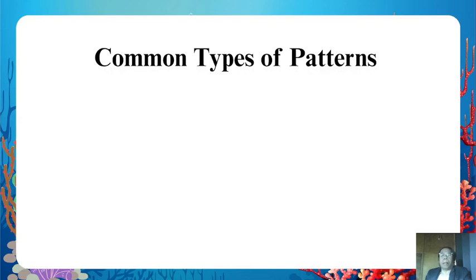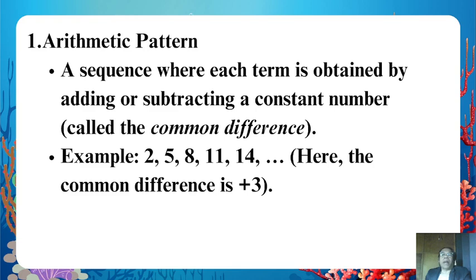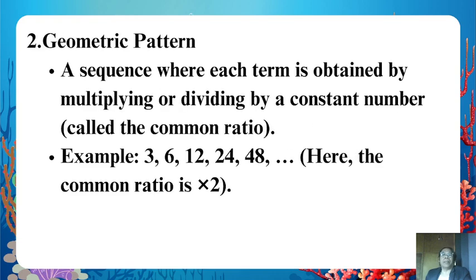Common types of patterns. Arithmetic pattern. A sequence where each term is obtained by adding or subtracting a constant number called the common difference. Example: 2, 5, 8, 11, 14. Here, the common difference is plus 3. That means 2 plus 3 is 5, 5 plus 3 is 8, 8 plus 3 is 11, 11 plus 3 is 14, 14 plus 3 is 17, and so on and so forth.